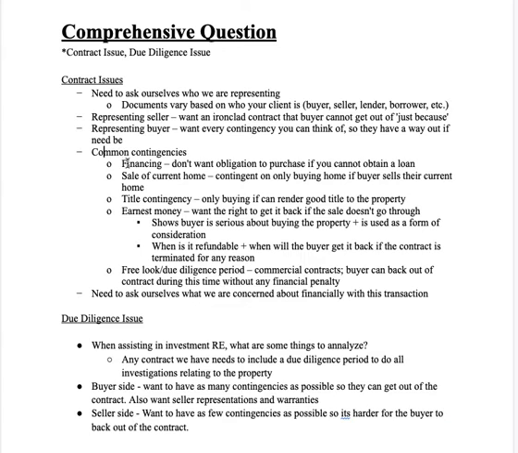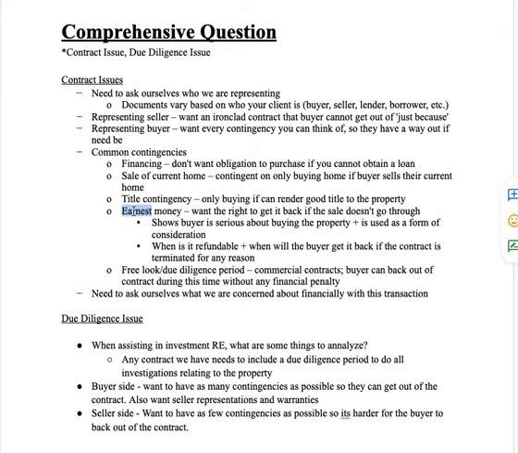So common contingencies are going to be financing. You don't want the obligation to purchase if you can't get a loan, if you're a buyer. Sale of current home: you're going to want this sale contingent on buying the home only if the buyer can sell their current home. You're going to have a title contingency, so you're only interested in buying if the seller can render good title to the property.